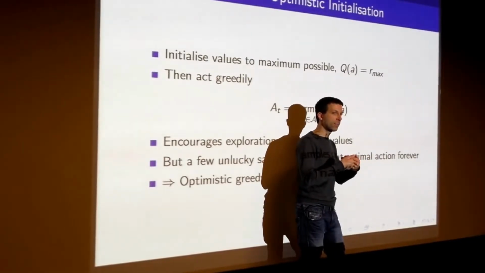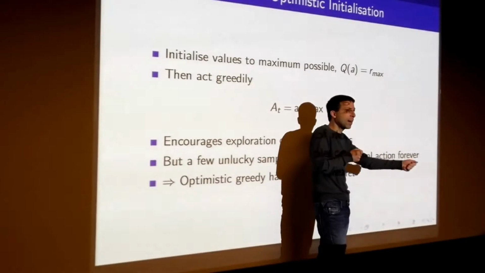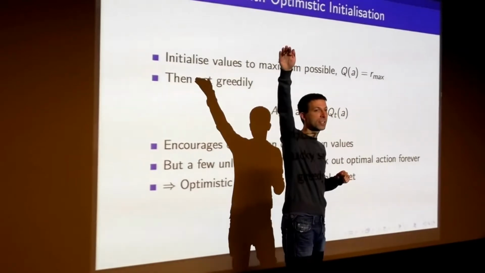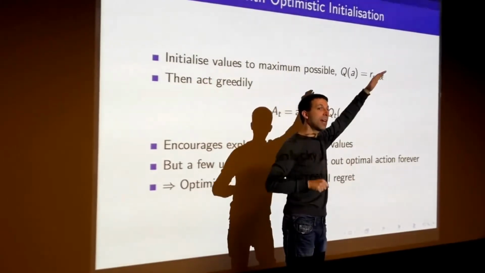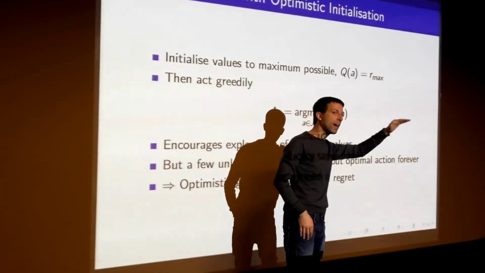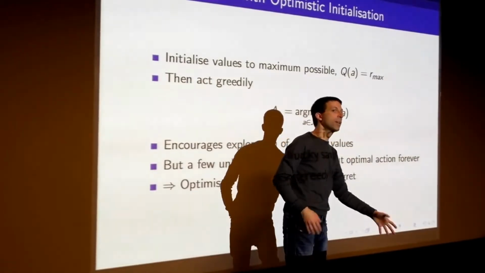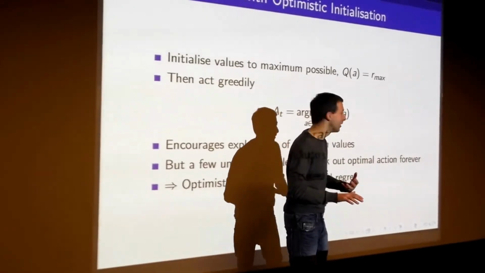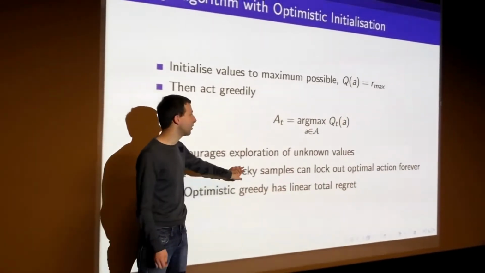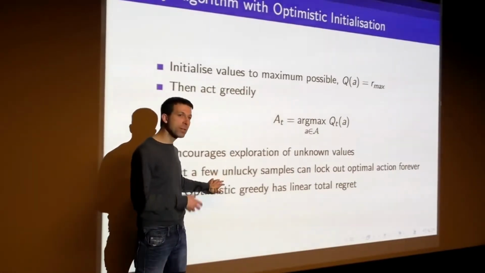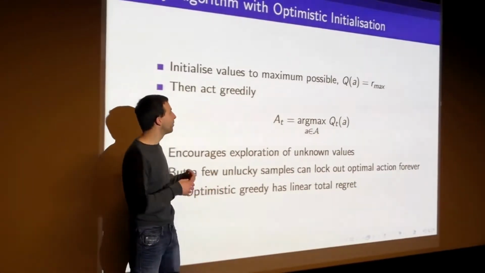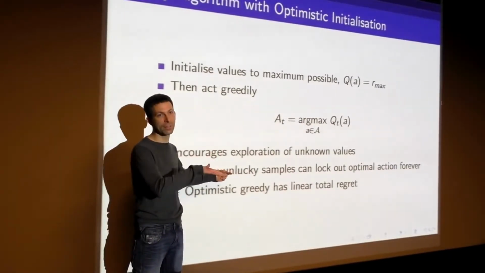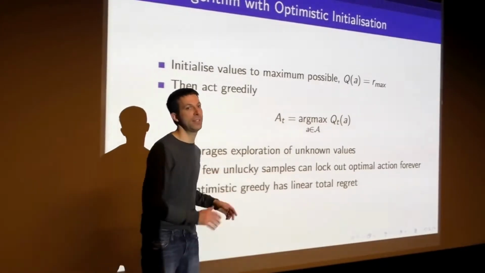Is that clear? You can start off by saying it's just as if I tried this arm 100 times and saw the best possible payout 100 times. Now, if it really is terrible, you have to play it a lot of times to bring down the mean. And so it encourages you to keep exploring things until they're really proven to be suboptimal. Although I say it can lock out the optimal action forever, you have to be quite unlucky. The more confidence you assign to your prior, the more unlucky you have to be to lock out the optimal action. So it's not a terrible idea to do this.